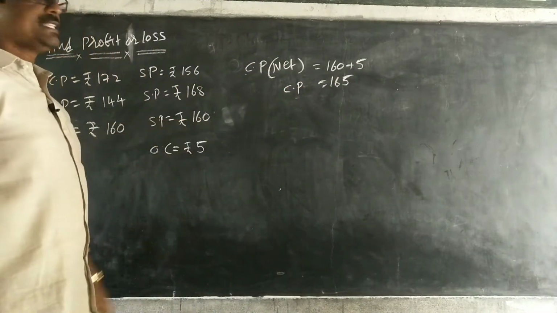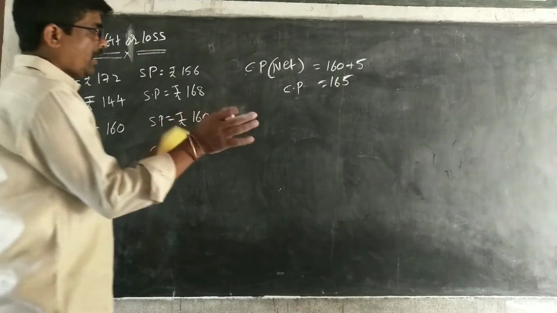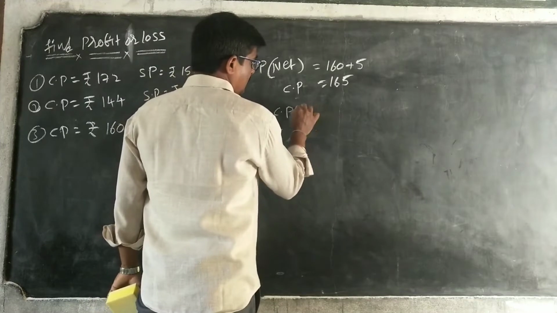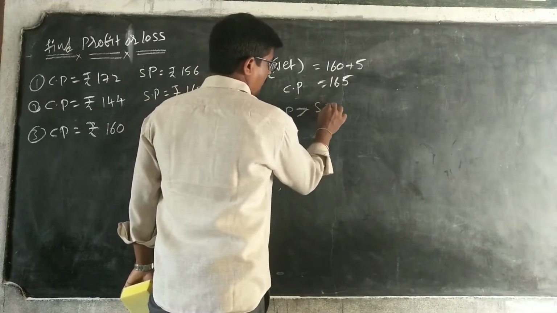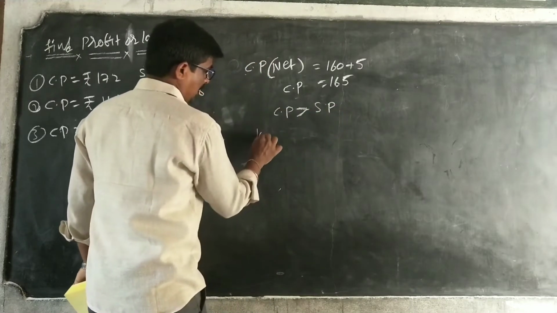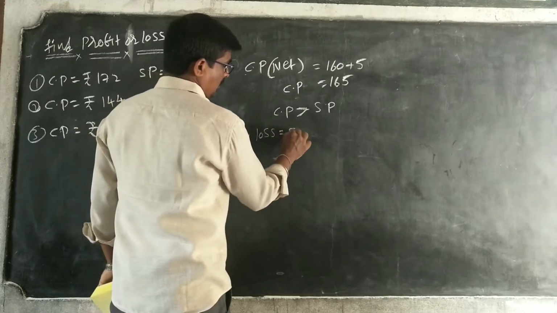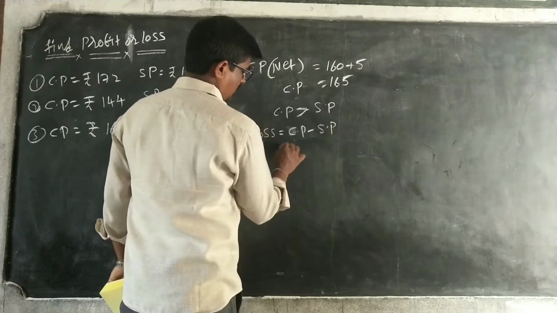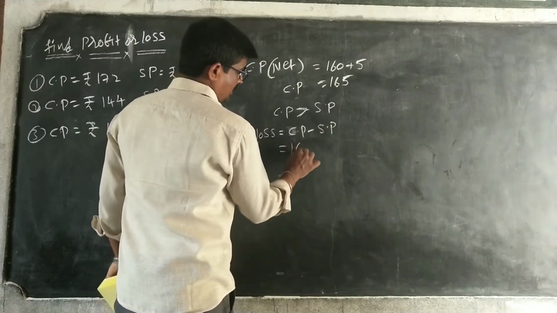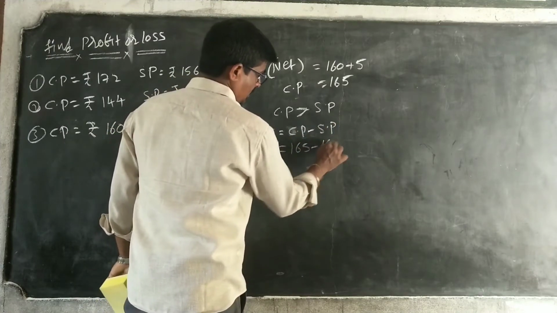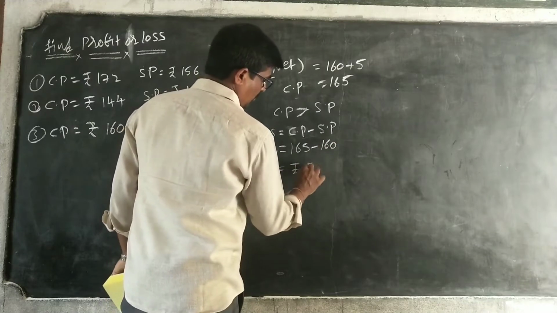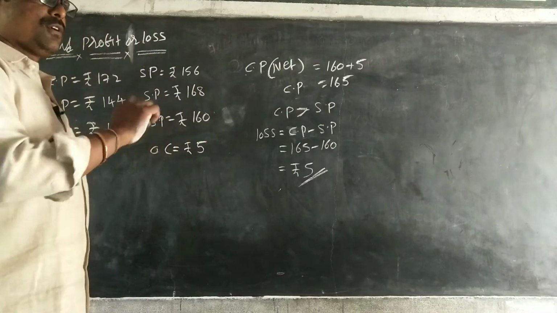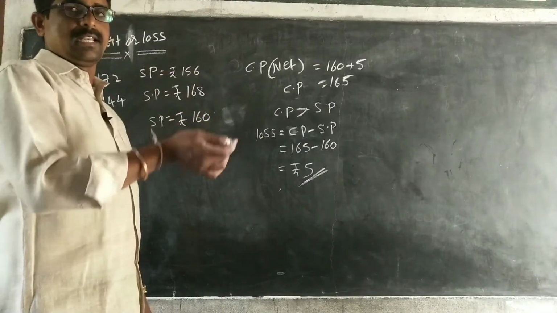So 160 is the selling price. So compare, what happened? Cost price is greater than selling price. Therefore, definitely you got loss. Loss is equal to cost price minus selling price. That is equal to 165 minus 160, that is equal to loss is rupees 5. So all problems are like that only, based on cost price and selling price.